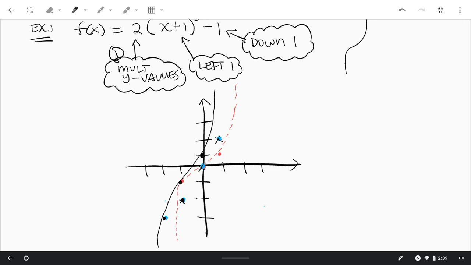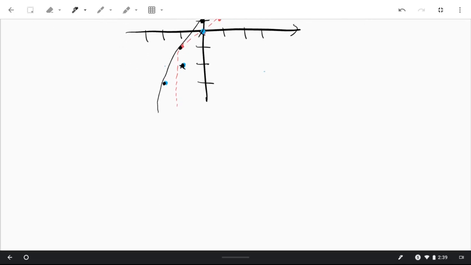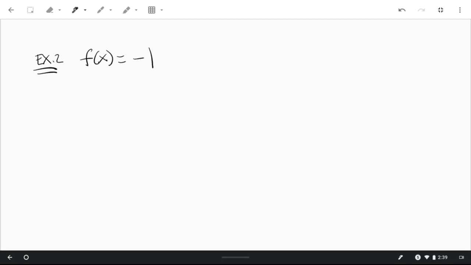Okay, let's do one more just to make sure. Let's do this. f of x equals negative absolute value of x minus 2, plus 1. Okay, so you might want to pause the video right now and see if you can do this on your own, and once you're done, go ahead and play it to see if you get the same answer as I do. Okay.